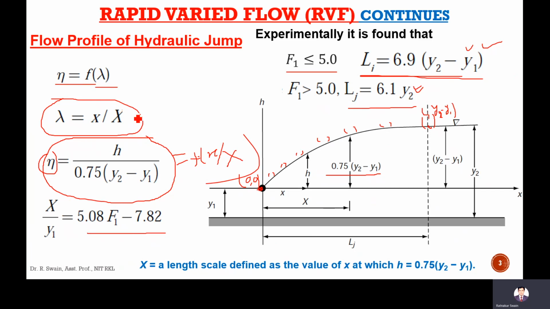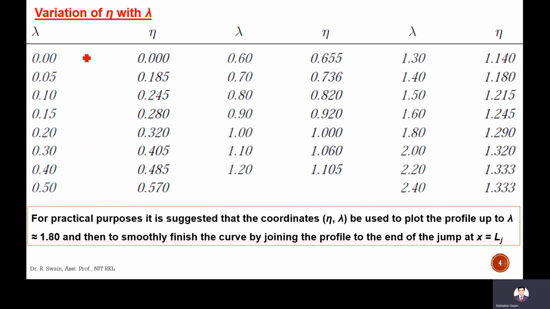So the capital X value can be calculated, and lambda can be expressed in terms of small x, small x divided by some value. And y2 minus y1 must be known, so eta can be expressed in terms of h, h divided by some value. By conducting different experiments, the lambda and eta values have already been calculated and are given in tabular form. For lambda 0, eta is 0; for lambda 0.05, eta is 0.185; for lambda 0.1, eta is 0.245. Like this, it is given up to 2.4.